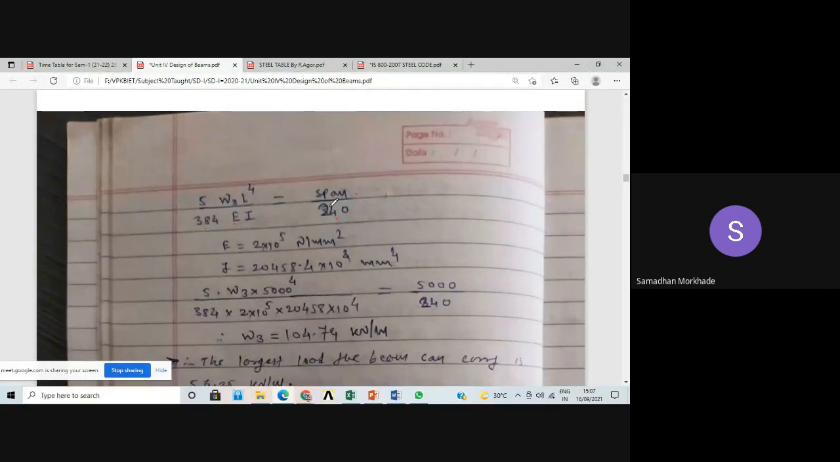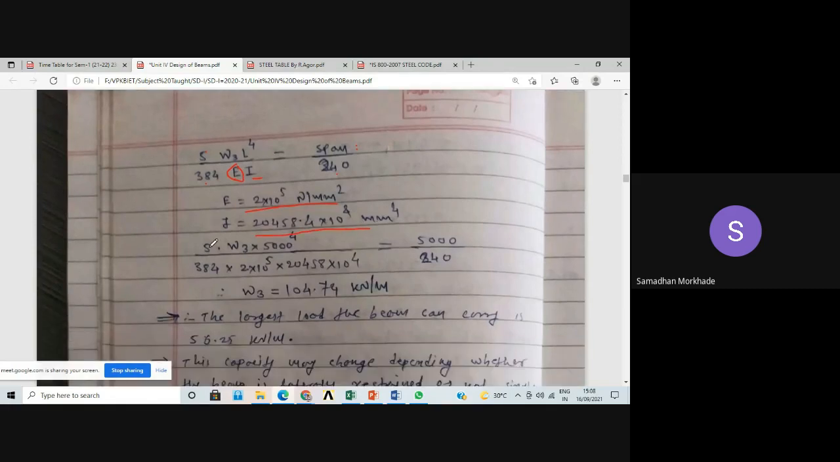Okay, so it is span by 240. Now E is not given. Our beam is a steel beam, so the standard value we have to pick up from the IS code. I is the moment of inertia, that is Ixx, which we pick up from the steel table.